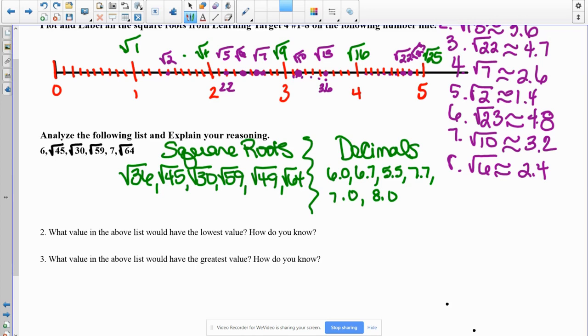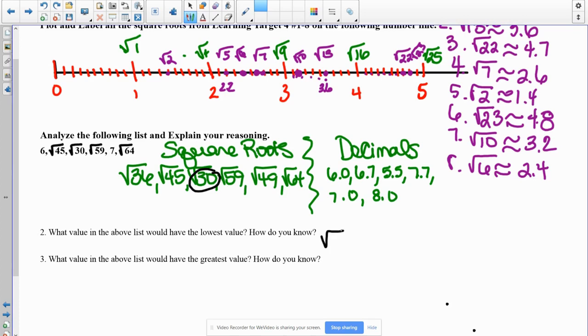So you can put them in order, or you can just look at them. So first of all, it wants the lowest, and it wants the highest, or the greatest. So when I look at these in square roots, I'm looking for the lowest radicand. So my lowest radicand is 30. Yep, looks like 30. So radicand is the number underneath the radical sign. So just to check, 36 is higher, 45 is higher, 59 is higher, 49 is higher, 64 is higher.